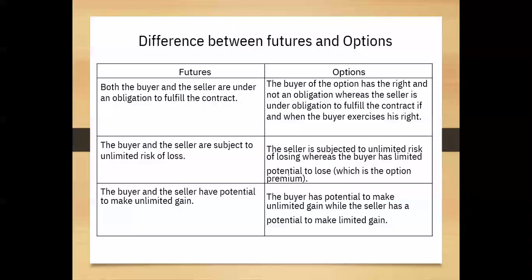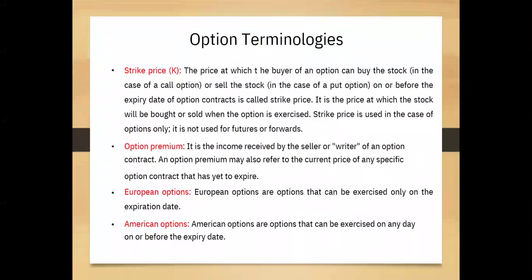Then the difference between futures and options. In futures, both the buyer and seller are under the obligation to fulfill the contract. In options, the buyer has a right but not an obligation, whereas the seller is under obligation to fulfill the contract. In case of futures, the buyer and the seller are subject to unlimited risk of loss. In case of options, the seller is subject to unlimited risk of loss, whereas the buyer has a limited potential to lose. Again, in case of futures, the buyer and seller have the potential to make unlimited gain. In case of options, the buyer has the potential to make unlimited gain while the seller has the potential to make limited gain.